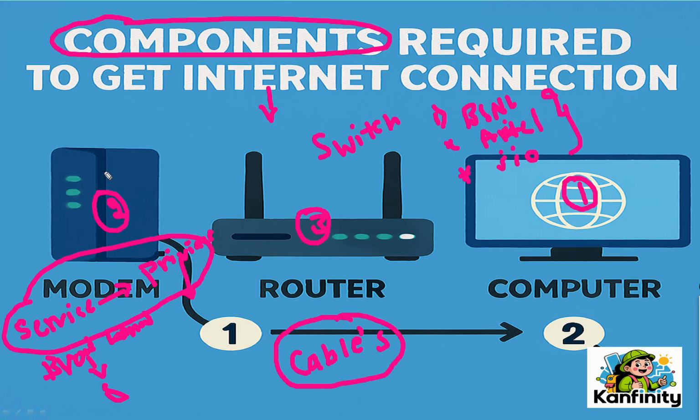Then the modem is a device. We call it a modulator and demodulator. This is a device that does both sending and receiving of signals. We are going to use the modem to send and receive signals over the telephone line.